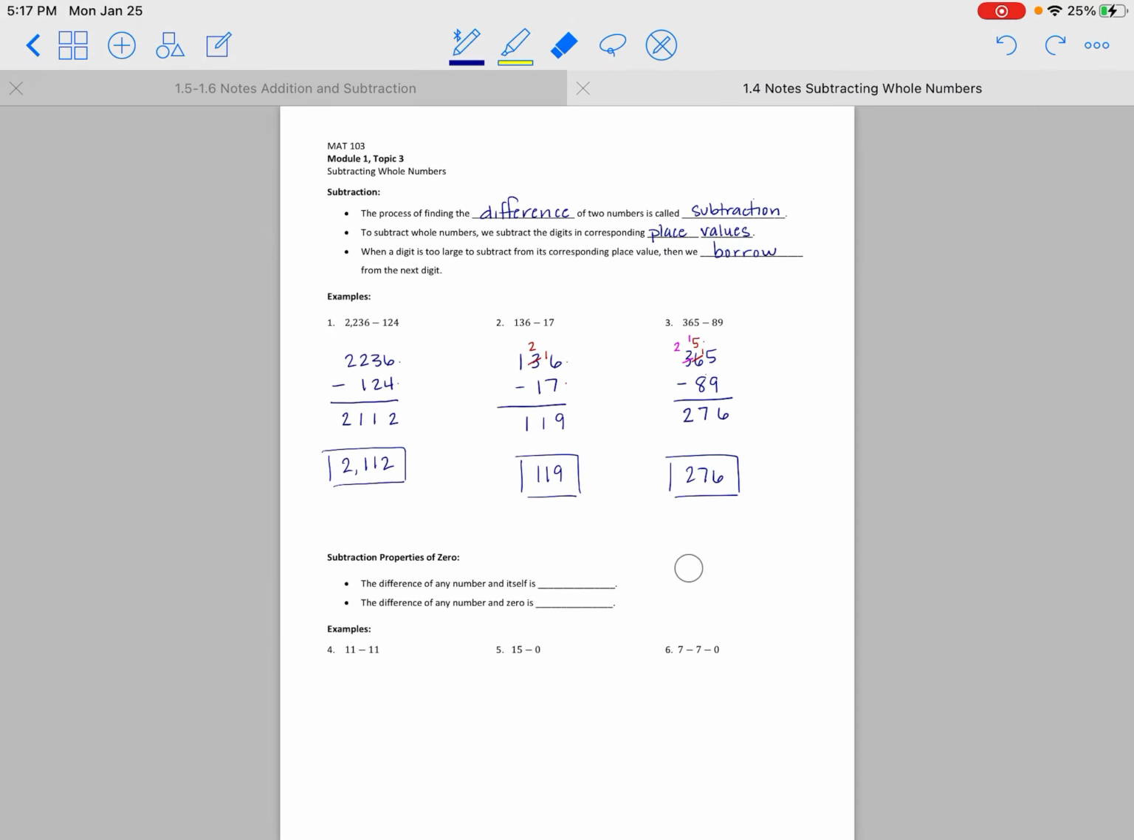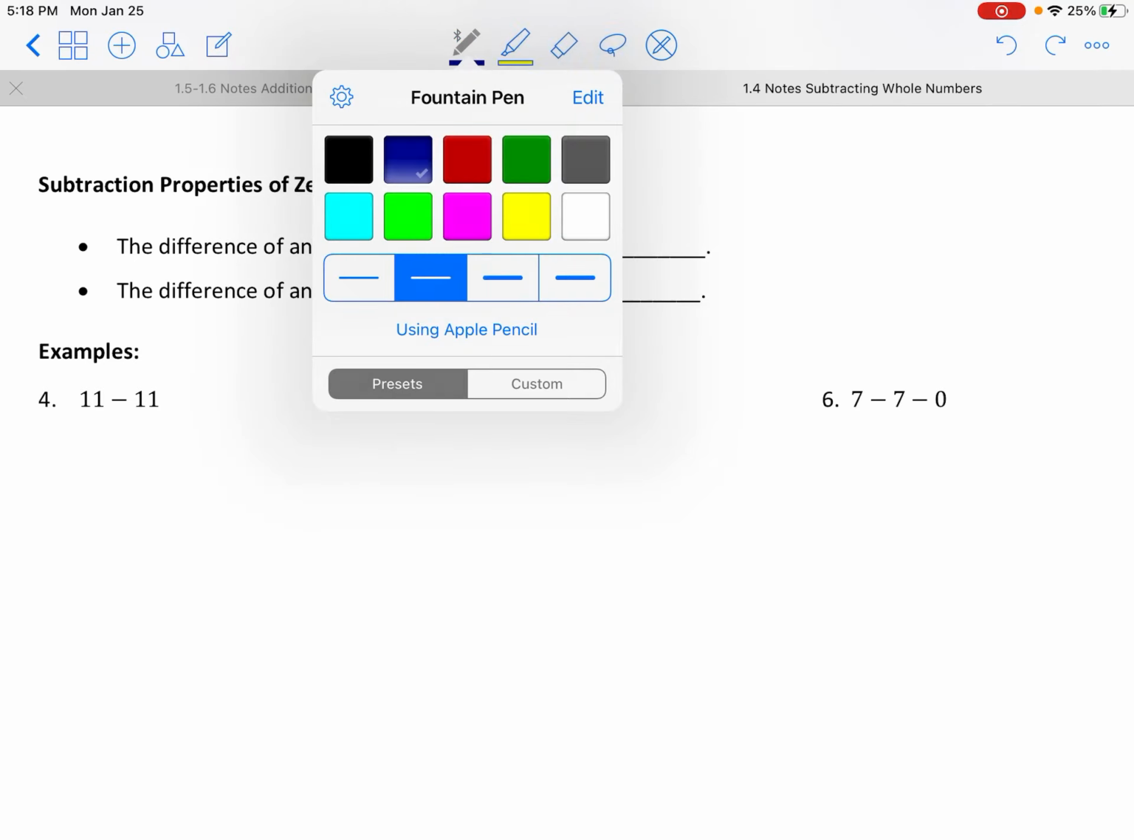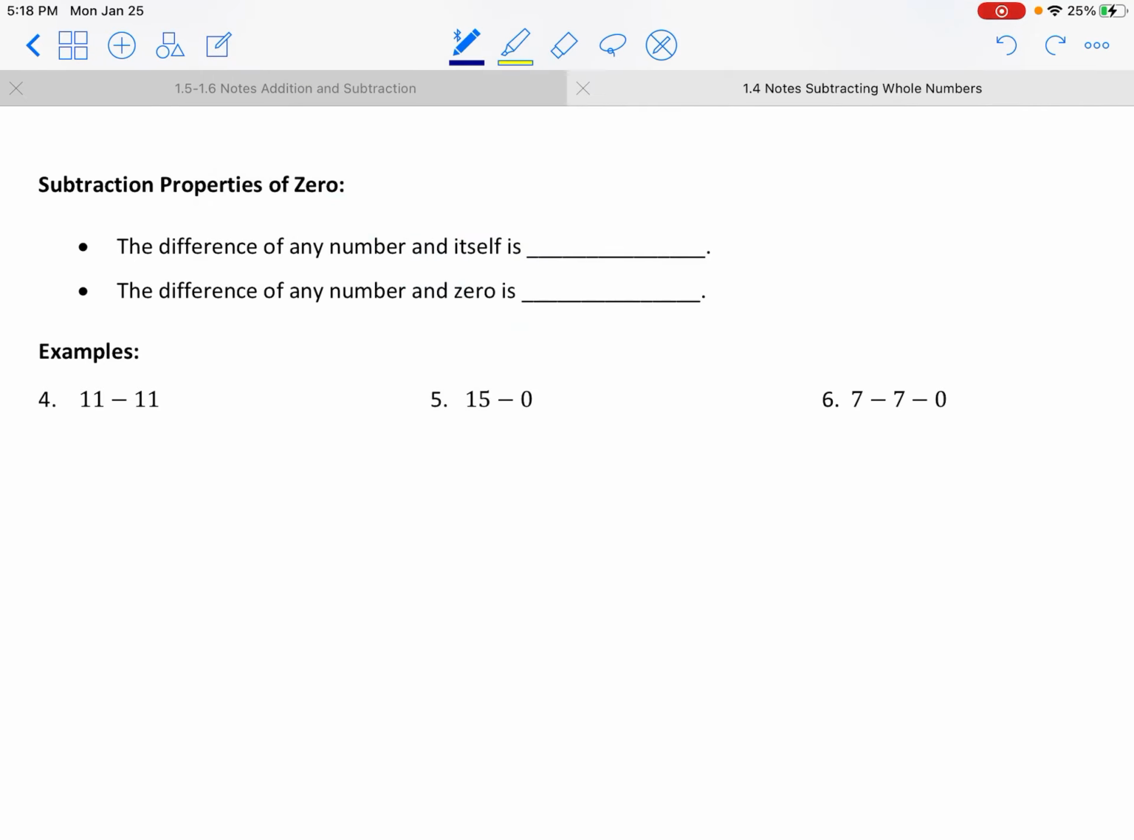Okay, so that's basic subtraction for you. We have a couple of subtraction properties of 0. And that is, or one of them is, that the difference between any number and itself results in a 0. The difference between any number and itself results in a 0. So for example here, if I find the difference between 11 and itself, which is 11, 11 minus 11 results in a 0. And that's going to be true for any number. If you subtract or find the difference between any number and itself it is 0, because between any number and itself, there is nothing. It is the number itself, okay?